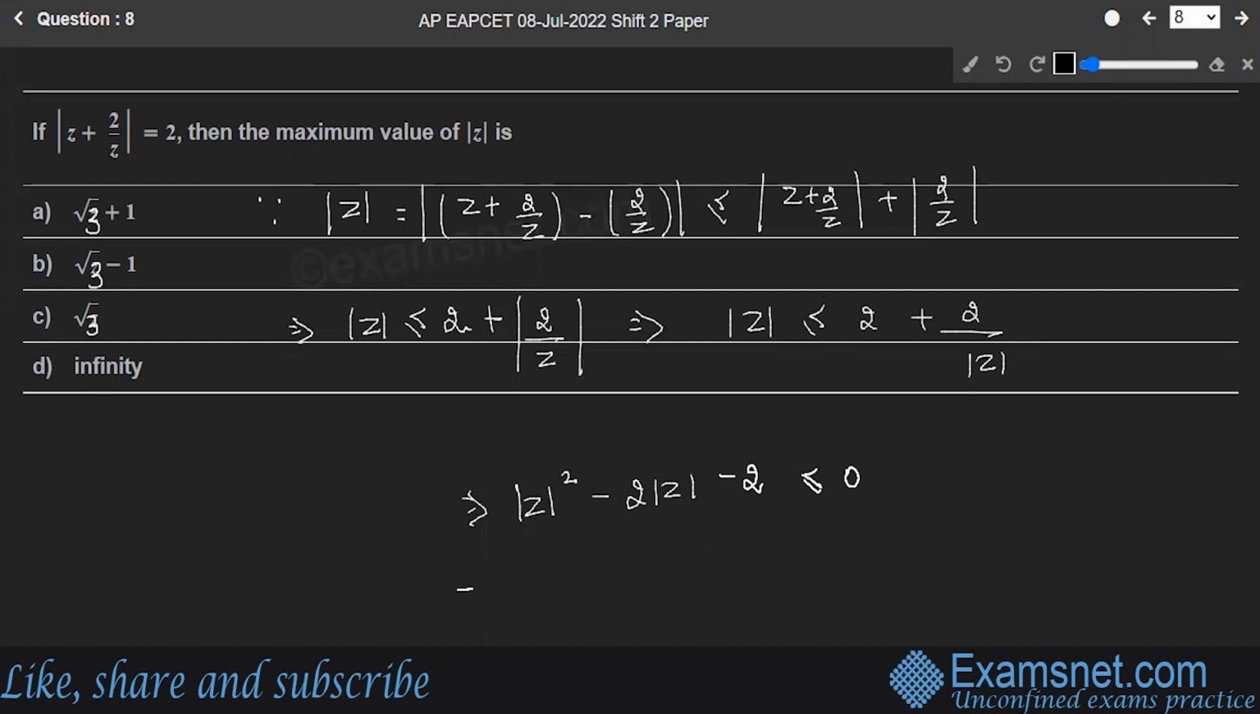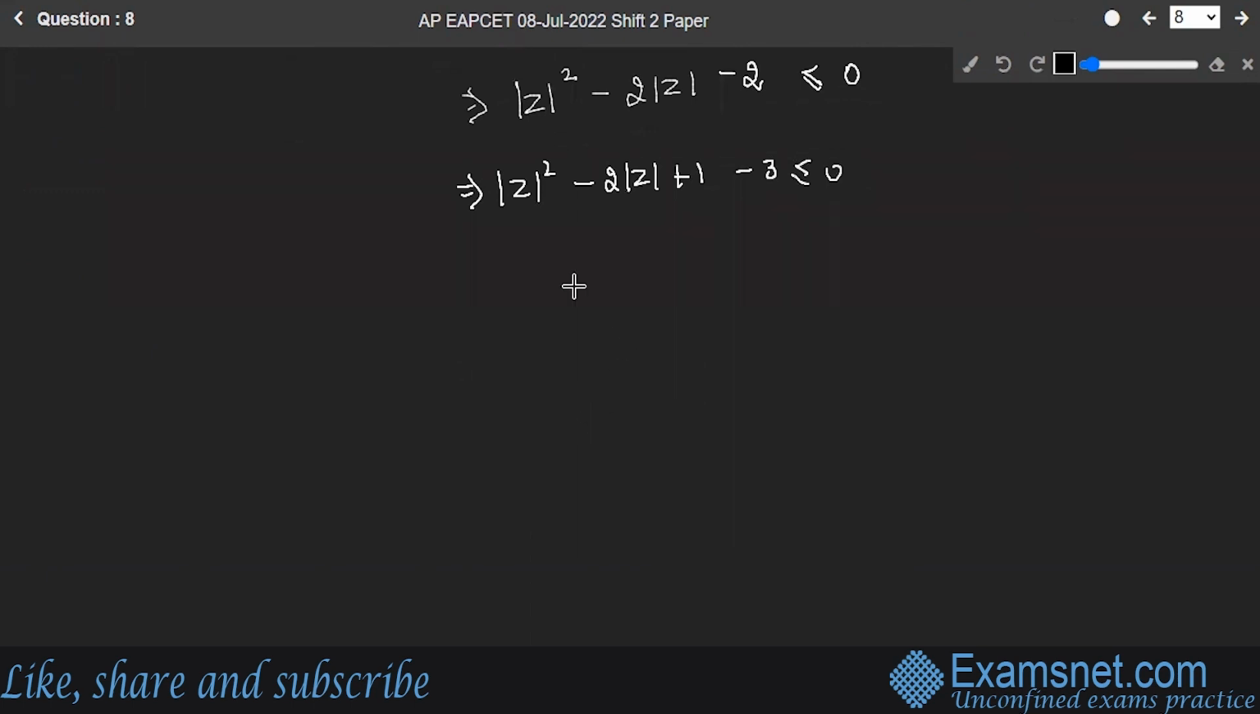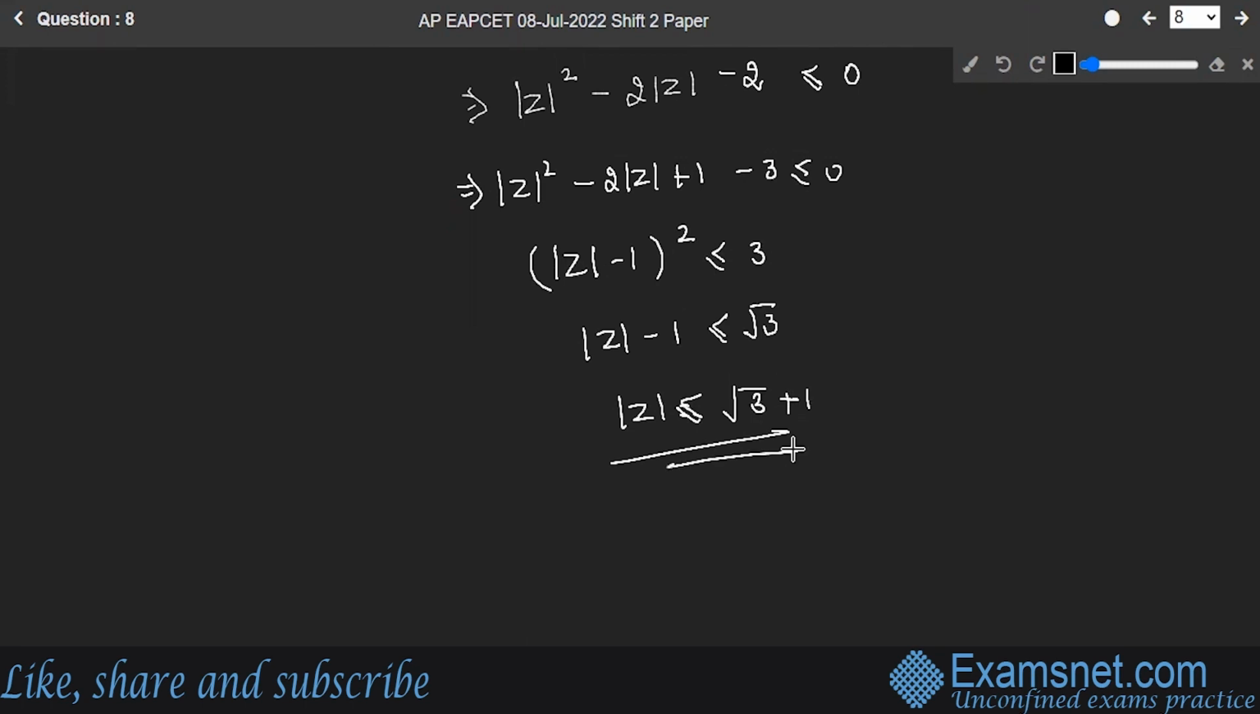Now let's complete the square. This will give you modulus of Z square minus 2 modulus of Z plus 1 minus 3 is less than equal to 0. So here I will have modulus of Z minus 1 whole square is less than equal to 3. So modulus of Z minus 1 will be less than equal to root 3. Modulus of Z will be less than equal to root 3 plus 1. This is, see, the maximum value of the Z will be at root of 3 plus 1, right?